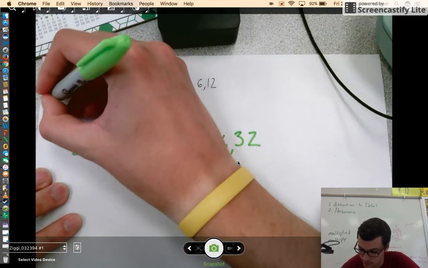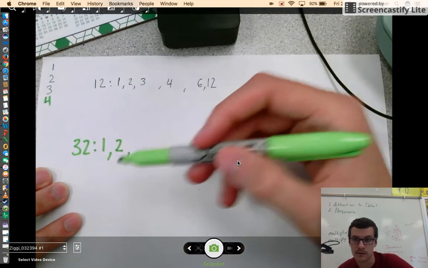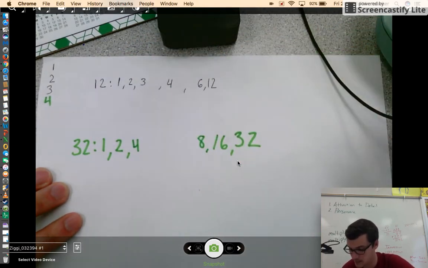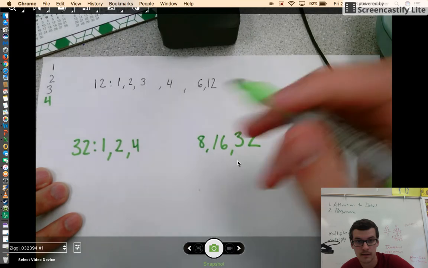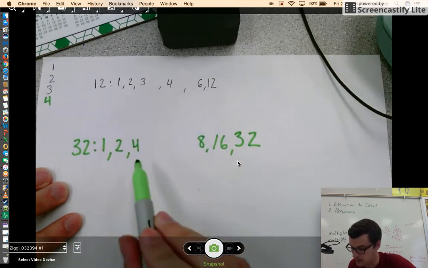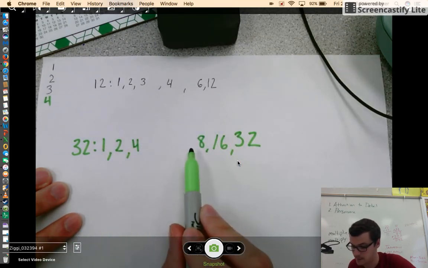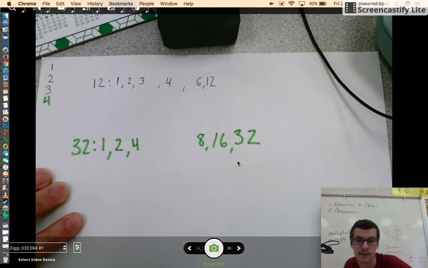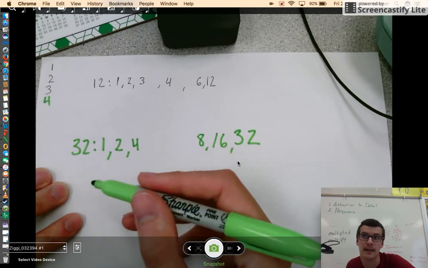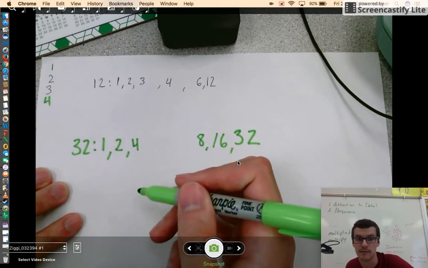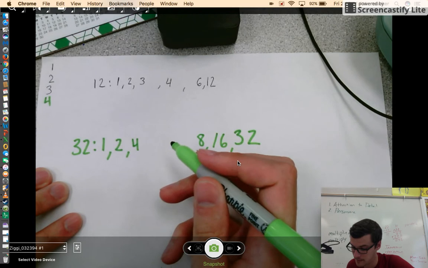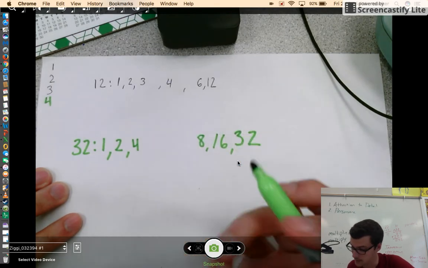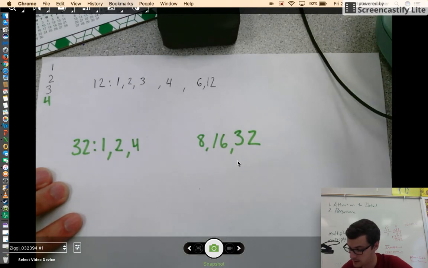I also need to check for the number 4. If 2 works, there's a chance 4 might work. I know that 4 times 8 is 32. So you see how it's closing down here. The only options I have left are 5, 6, and 7. Is there anything that I can multiply by 5? No, because it has to end in a 5 or a 0 to be divisible by 5. So 6 does not work, and 7 does not work. So the factors are 1, 2, 4, 8, 16, 32.